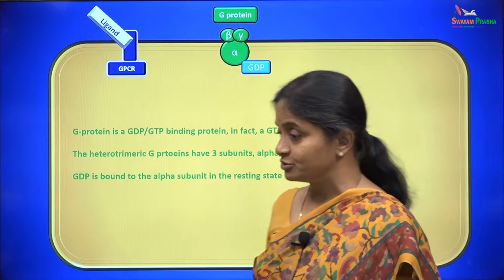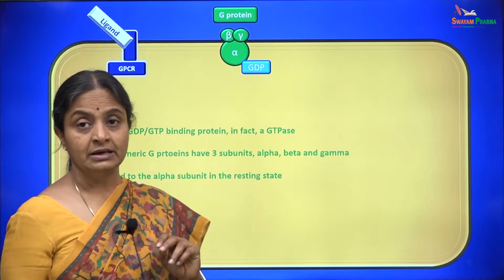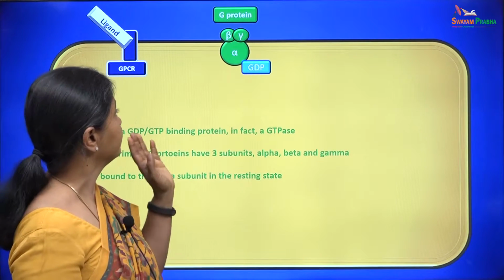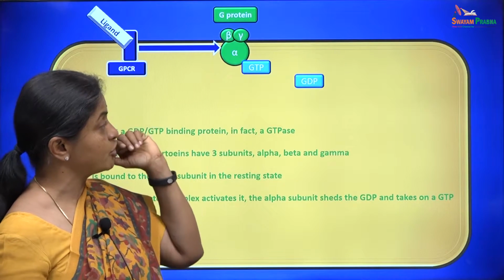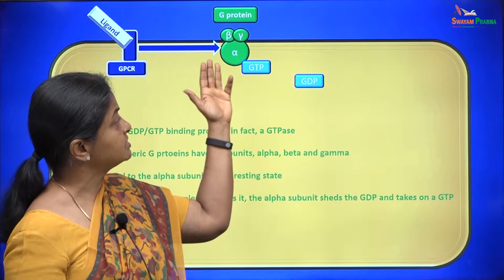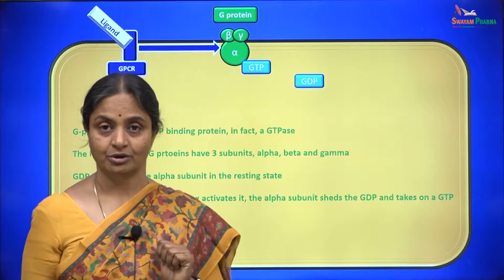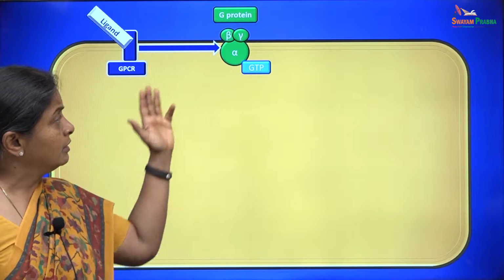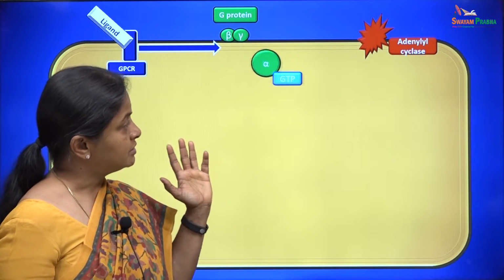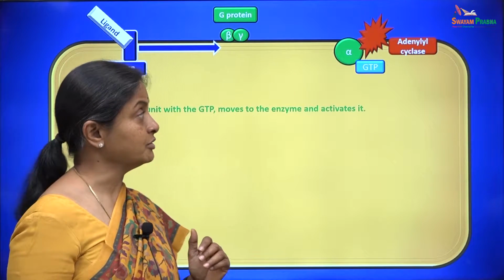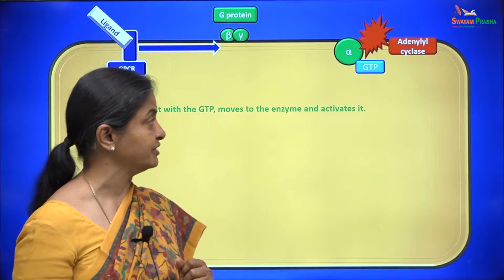An activation of the G protein involves this mechanism. In the resting state, the alpha subunit has GDP bound to it, and activation of the G protein by the ligand receptor complex, which is coupled to it, causes the alpha subunit to shed its GDP and take on a GTP molecule. Now, once GTP is bound to the alpha subunit, it moves away from the other 2 subunits and will activate the adenylyl cyclase enzyme, which is also located on the membrane.